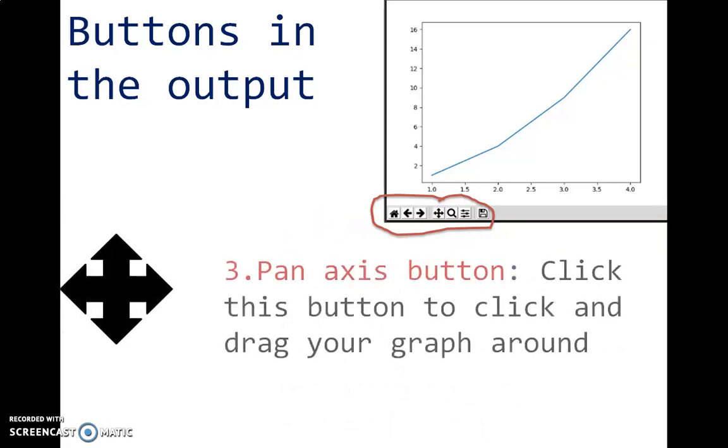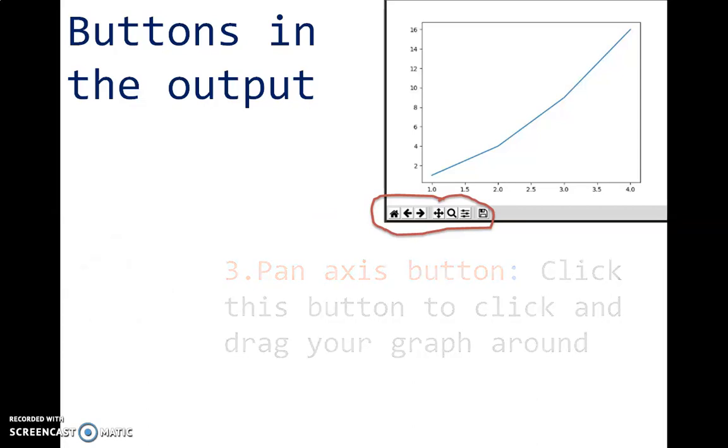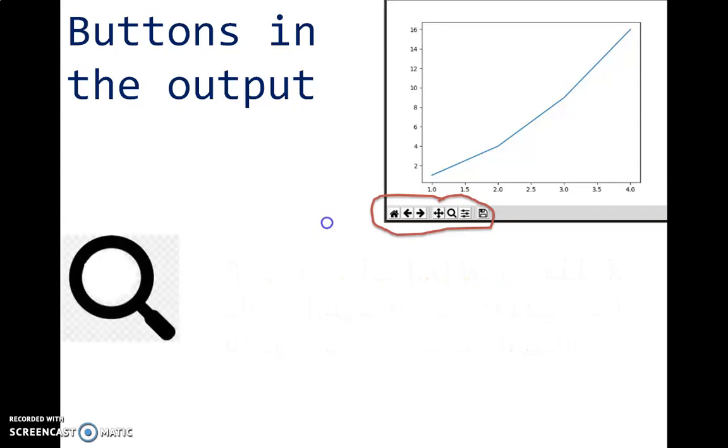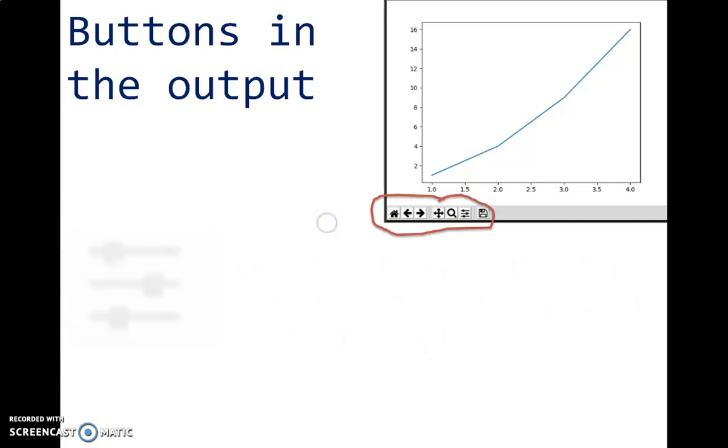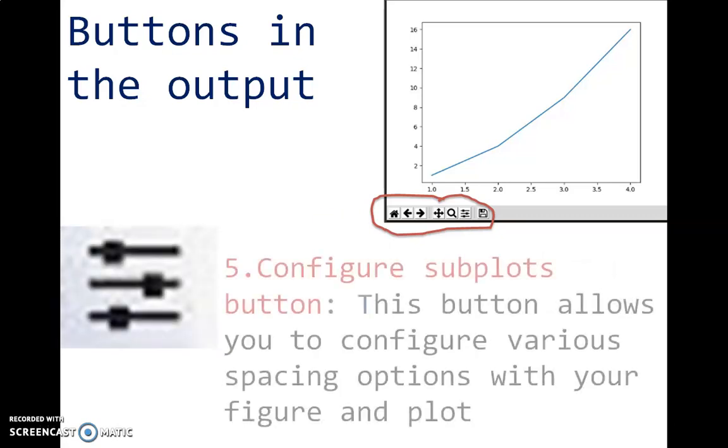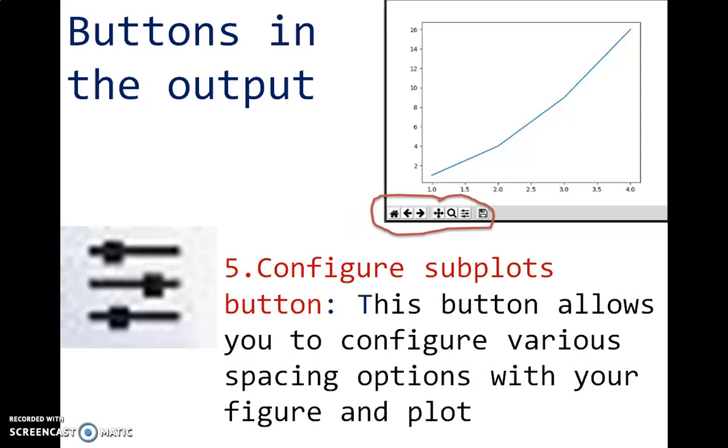The pan axis button. Click this button to click and drag your graph around. Zoom button. Click this button to zoom in or zoom out your graph. Configure subplots button. This button allows you to configure various spacing options with your figure and plot.